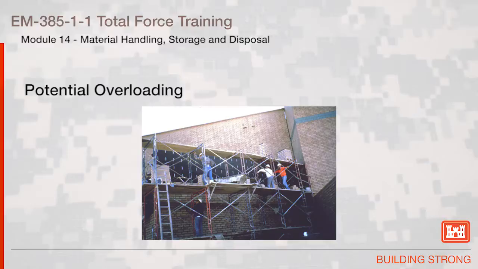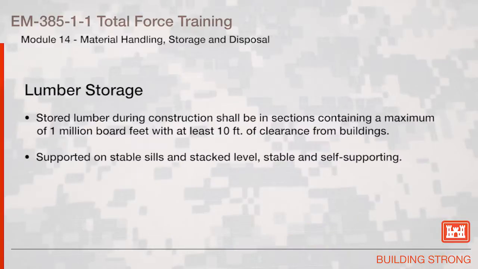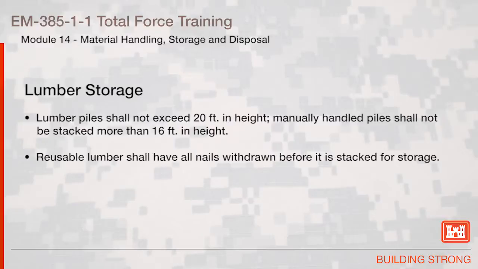When working with scaffolding, avoid potential of overloading. Placing masonry products on a scaffold could overload the deck. Stored lumber during construction shall be in sections containing a maximum of 1 million board feet with at least 10 feet clearance from buildings. Supported on stable sills and stacked level, stable, and self-supporting. Lumber piles shall not exceed 20 feet in height. Manually handled piles shall not be stacked more than 16 feet in height. Reusable lumber shall have all nails withdrawn before it is stacked for storage.